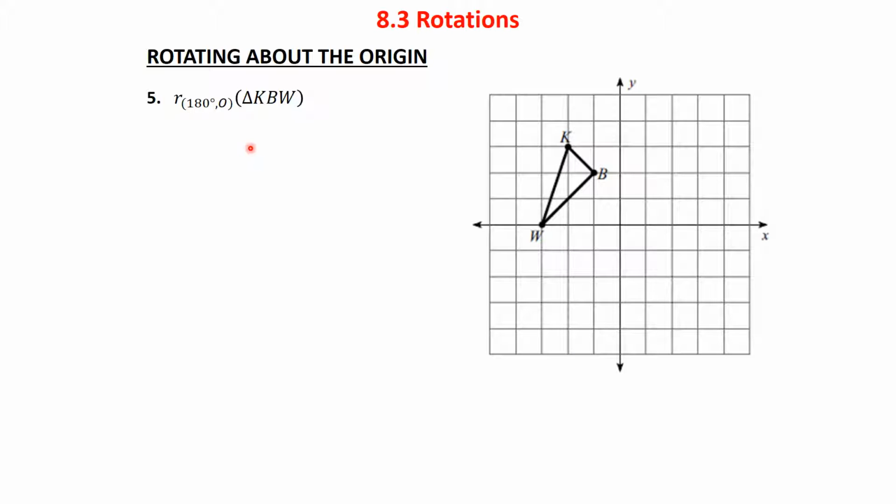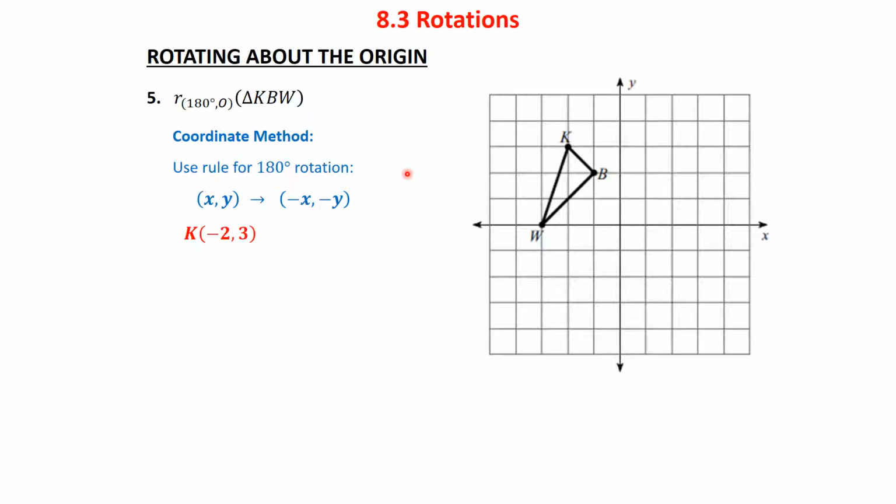Number 5, we're now rotating 180 degrees about the origin, and we're going to take our triangle KBW. So from K to B to W, we want to rotate this 180 degrees, so it looks like we're sitting here in the second quadrant, which means we want to rotate down here to the third quadrant, quadrant 3. Again, we're going to use the coordinate method, and the rule says that I'm going to send my point xy, and I'm going to multiply the x by -1, and the y by -1. So nothing's being switched, but we're definitely changing things up by multiplying by -1. So again, this is our rule for 180 degree rotations counterclockwise.